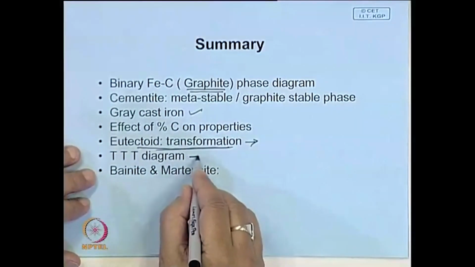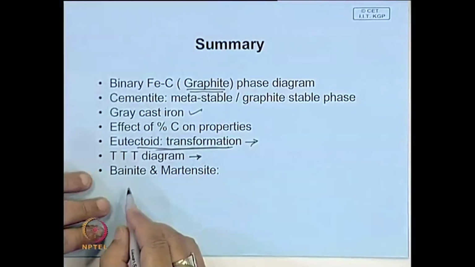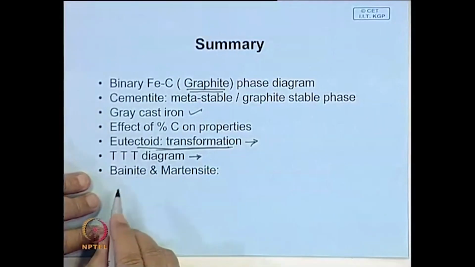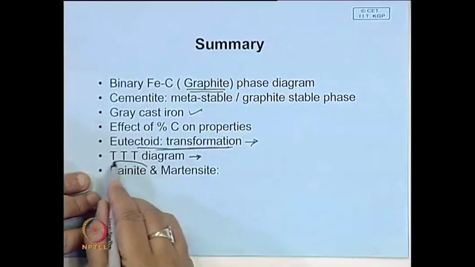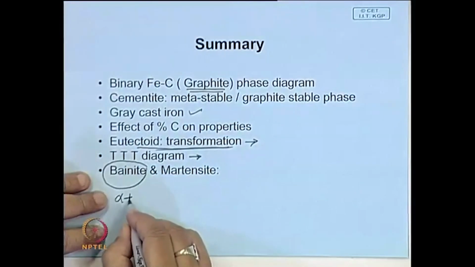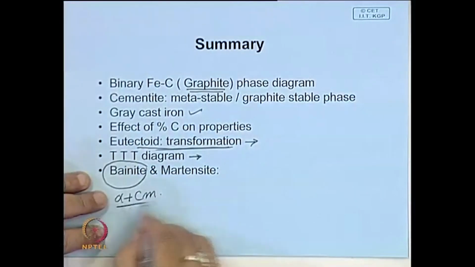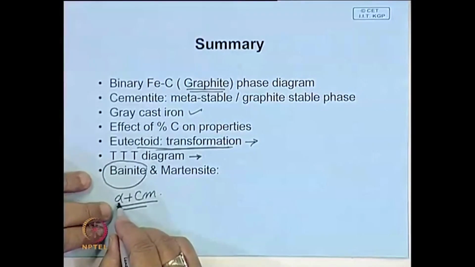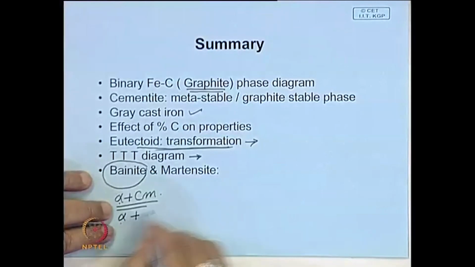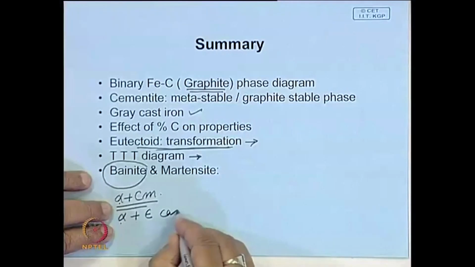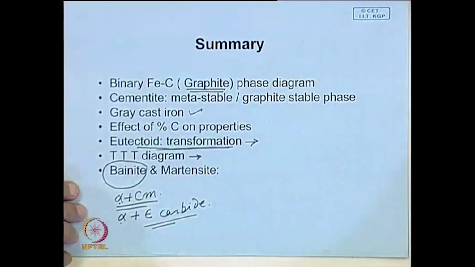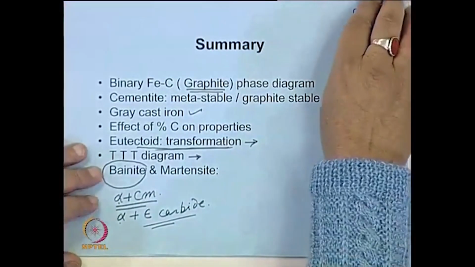We talked about the time temperature transformation diagram, and we also learnt about two different types of microstructure that you can get depending on the transformation temperature. One is bainite, which is a little different from pearlite, but it is also a mixture of either ferrite and cementite, or ferrite plus epsilon carbide. And later on we will get the opportunity to talk about it in detail when we take up heat treatment at a later date.